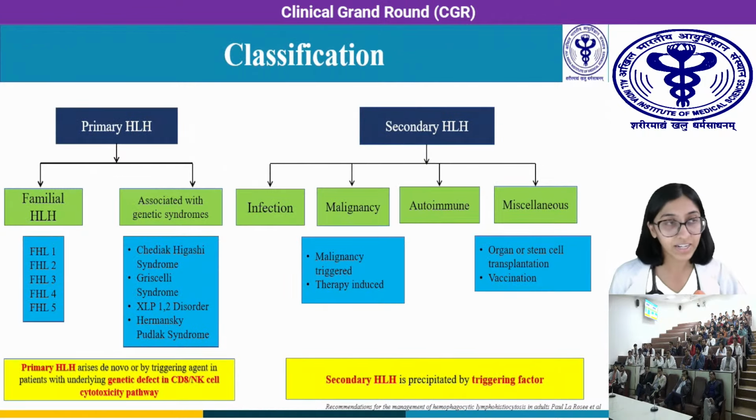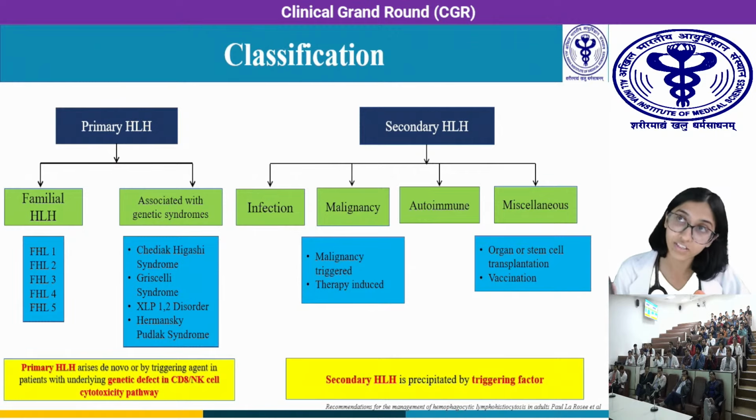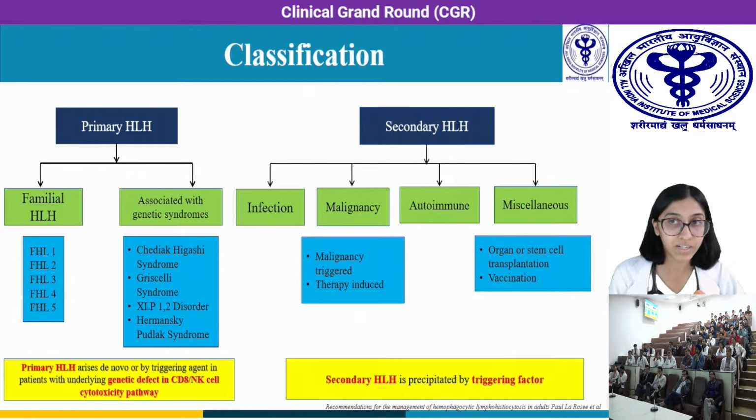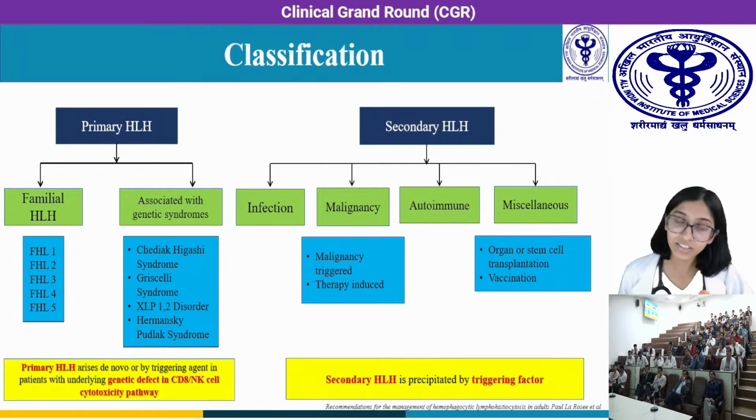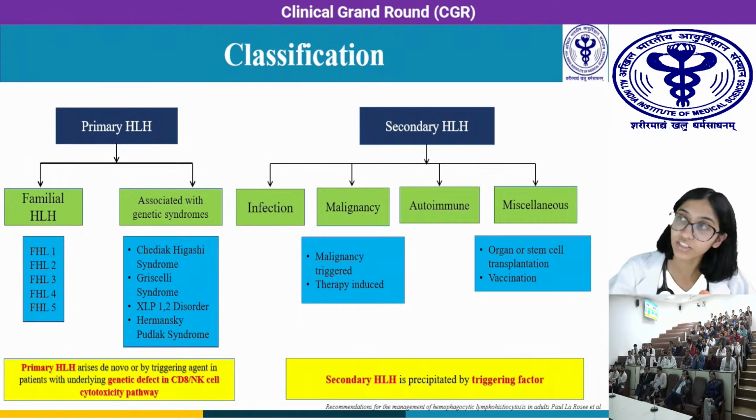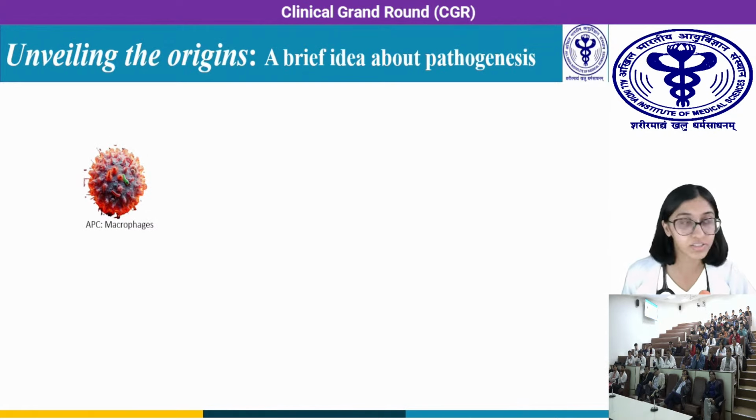We can classify HLH based on two classification systems. Firstly, we have primary HLH. It can be classified into familial HLH, and it can also be associated with various genetic syndromes. Secondary HLH, which is more common in adults, can be due to triggering factors like infections, malignancies, autoimmune conditions, or other miscellaneous causes.